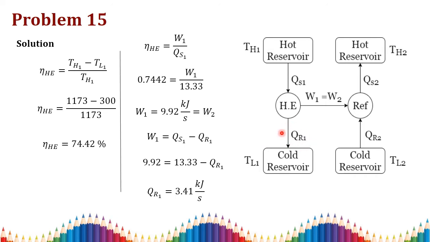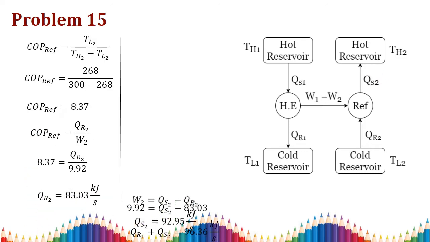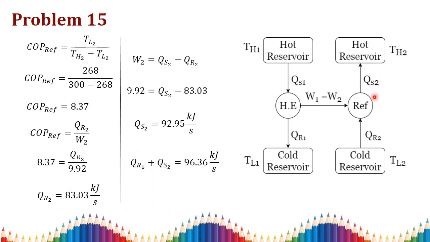So in the next slides, we need to find this QS2. You apply COP for this refrigerator, then we can write TL2 by TH2 minus TL2. All the temperature values are given, so your COP of the refrigerator becomes 8.37. Then we also know that the COP of the refrigerator is QR2 by W2. So with this we can find QR2. If you know work done and QR2, then we can find QS2.